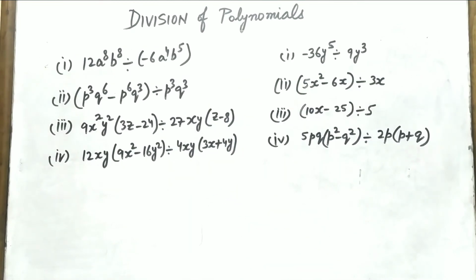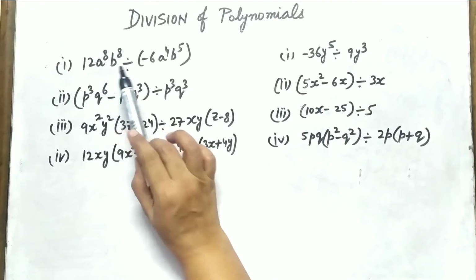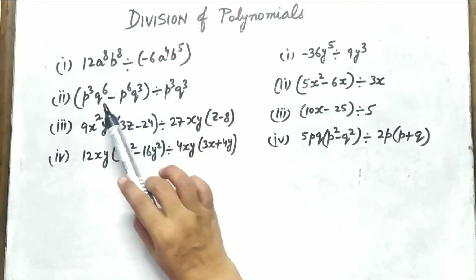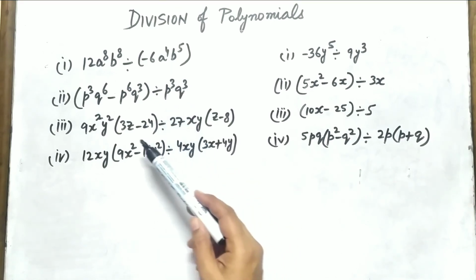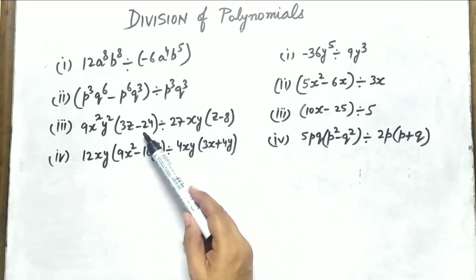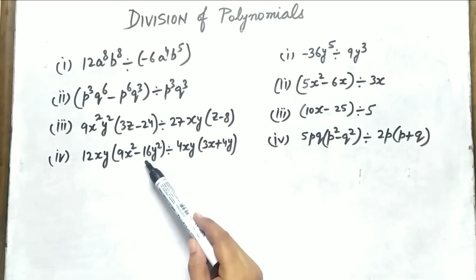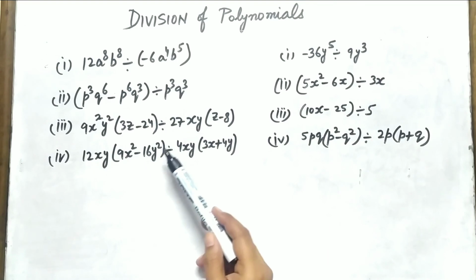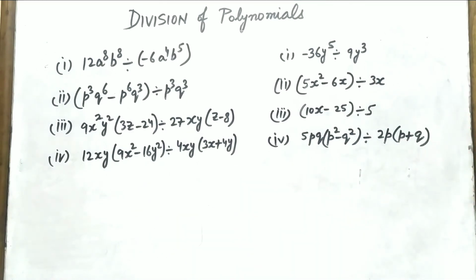So friends, in today's video, we learnt the division of polynomials. First one was division of monomial by monomial, then binomial by monomial. The third method was taking the common terms, and the fourth method was we factorized the terms using identity, then division was done. Here are a few sums for your practice. You can solve them and send them to our comment box.